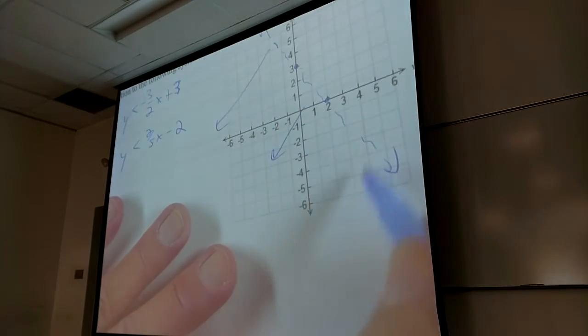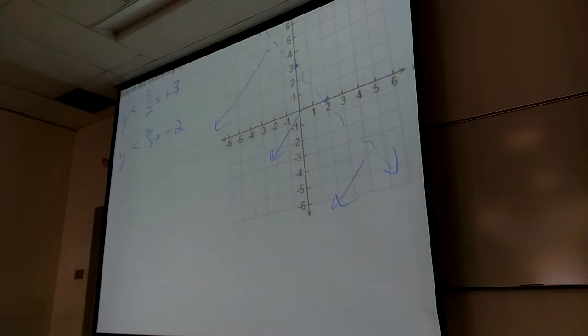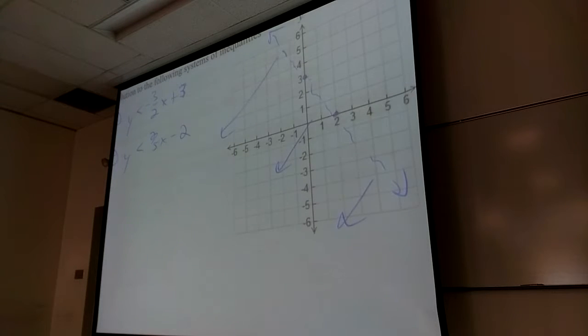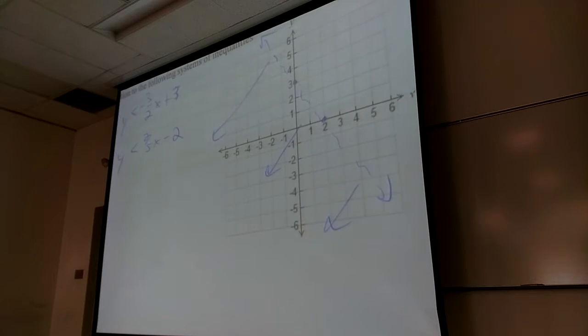Now watch what I do. I just do a few arrows, because it gets a little bit gross when you have multiple things and you're shading all over the place. So just put some arrows.